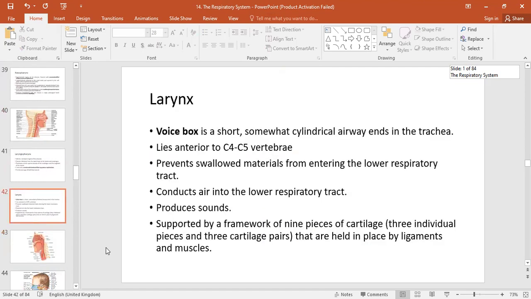Next thing we look at is the larynx. So the next discussion will be about the larynx. Okay. So for now, we can safely end here.